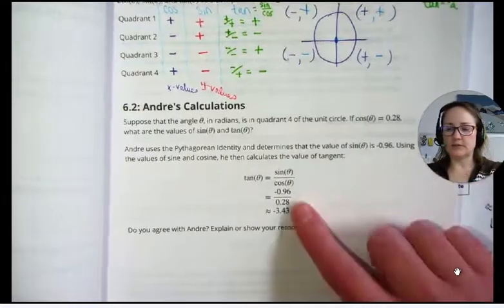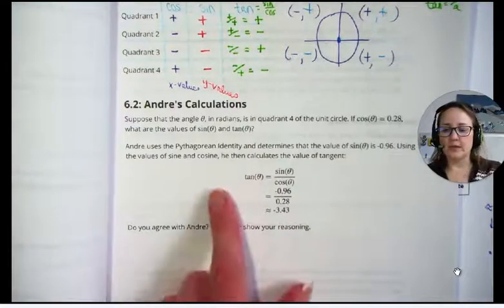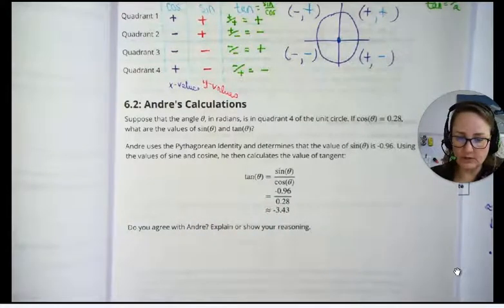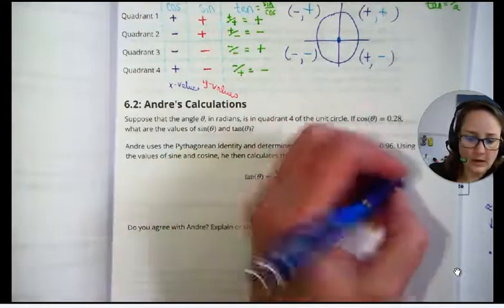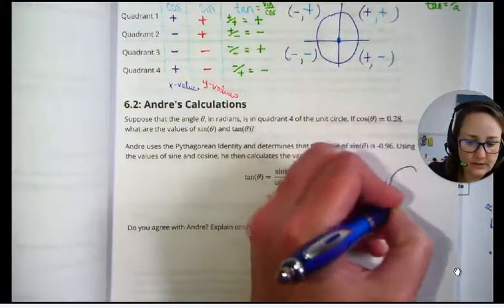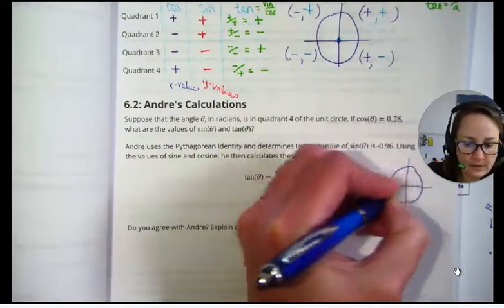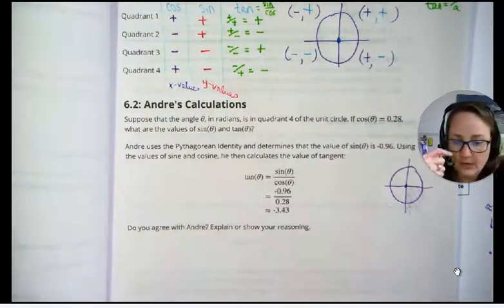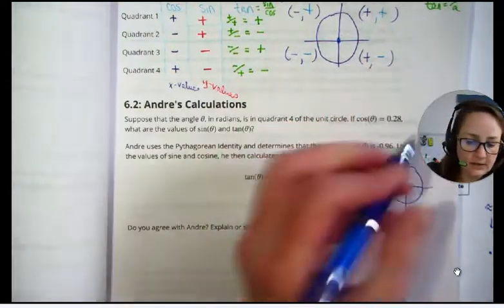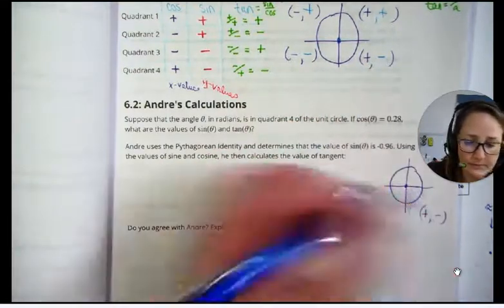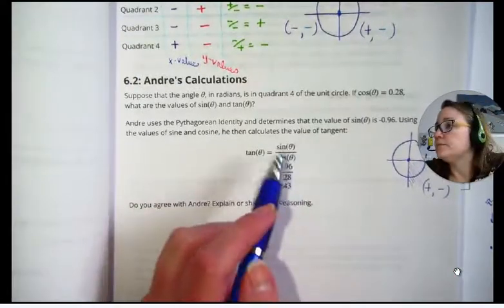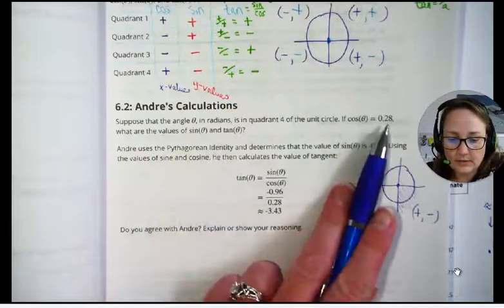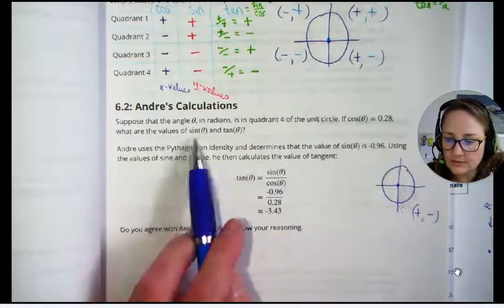Now a quick look at Andre's calculations and we'll be all set with lesson 6. Suppose that the angle theta in radians is in quadrant 4 of the unit circle. I am a visual person. I like to see where this is going to be. Somewhere down here in quadrant 4. And we just said in quadrant 4 we have positive, negative values. If cosine theta equals 0.28, what are the values of sine and tangent?